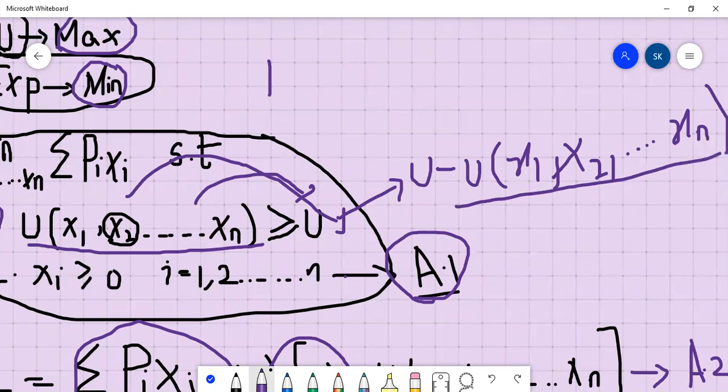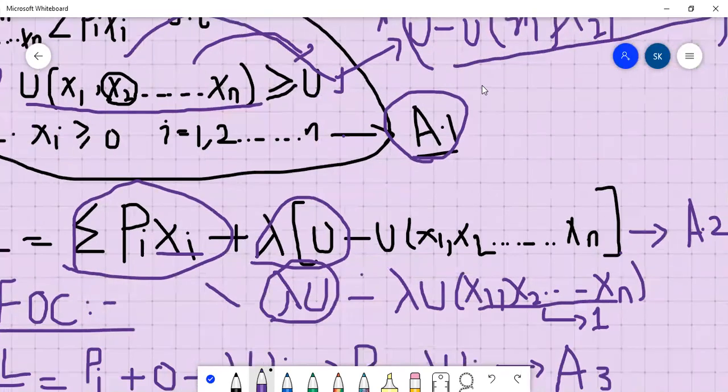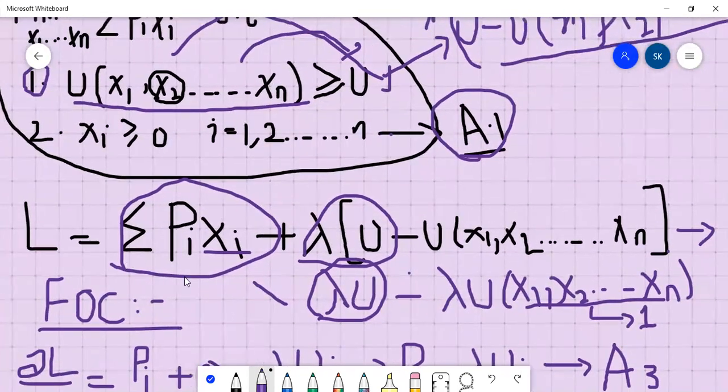As this is a constraint function, it is multiplied with lambda. And when it is multiplied with lambda, we add it to our main function, that is our objective function. Therefore, the Lagrangian multiplier function is L equal to the objective function plus the function that has been multiplied with lambda. Therefore, it is summation pixi plus lambda into u minus u of x1, x2 till xn.